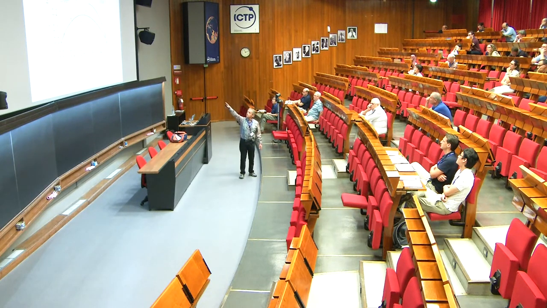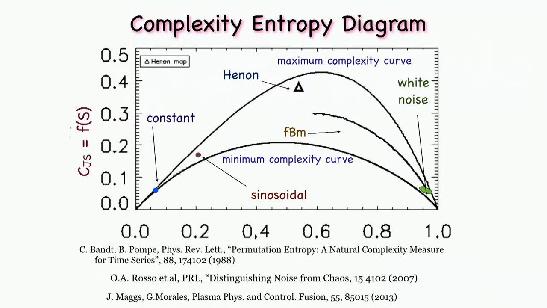A sine wave is a point all the way on the left. White noise, if you just put in random numbers, has very high entropy but no complexity, so it's all the way on the right. But it turns out that toward the top of the arch, and FB is fractional Brownian motion, if you have data there, that means it's very chaotic because the complexity is high. So very chaotic stuff means complexity very high and entropy sort of in the middle of the road, like 0.5 normalized entropy. All right?